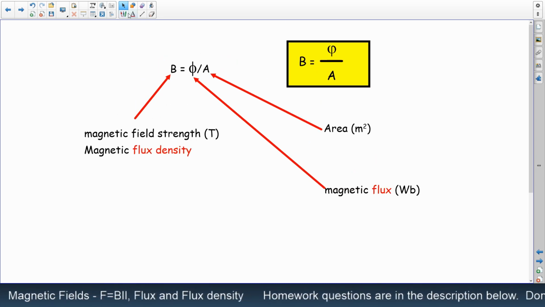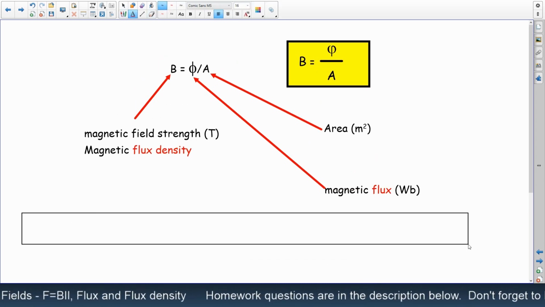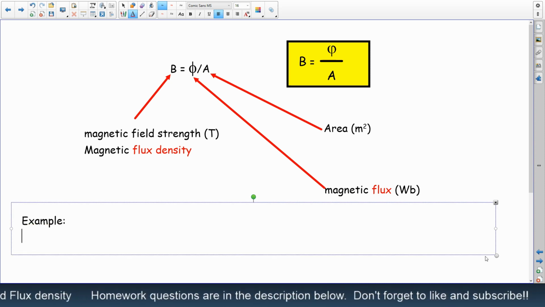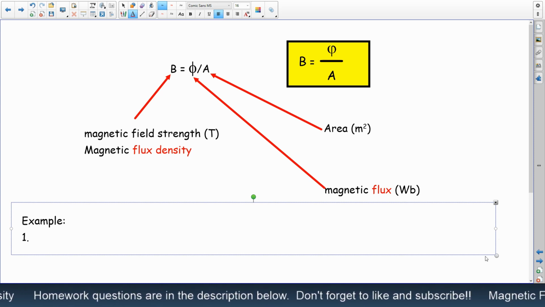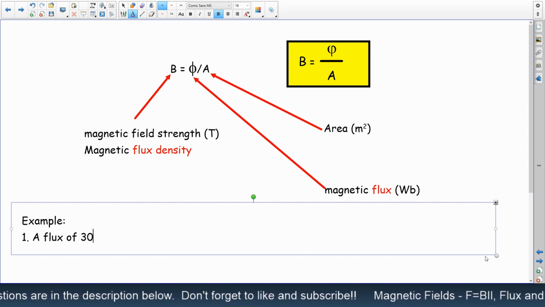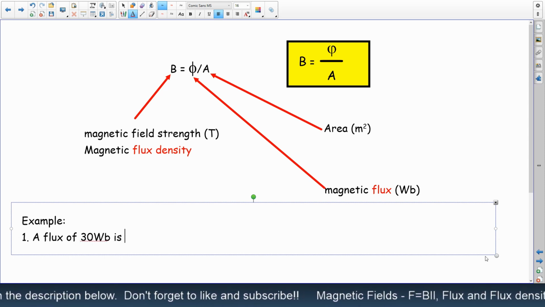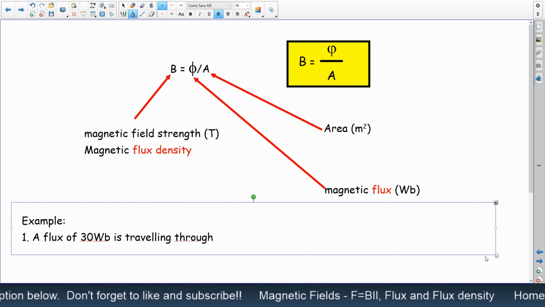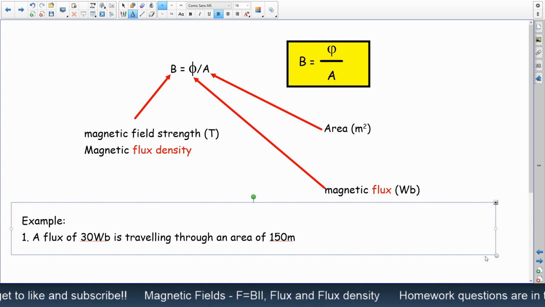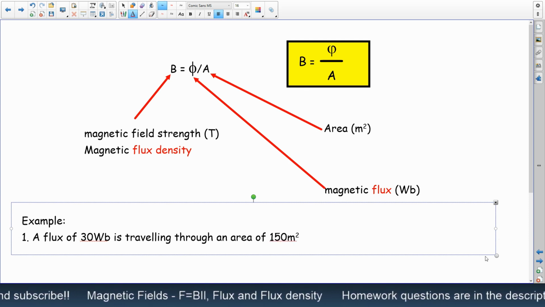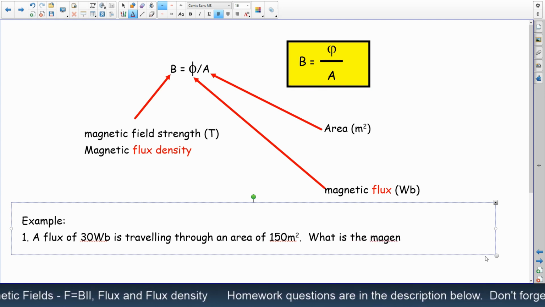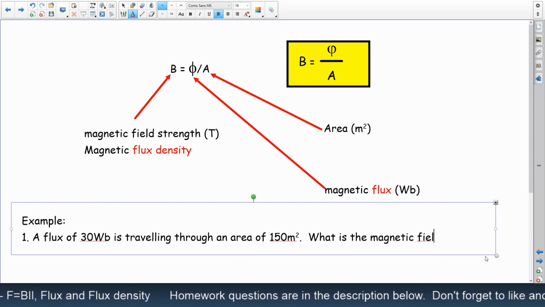So let's try a little example question. It is generally just a question of popping some numbers into a formula. A flux of 30 Webers is traveling through an area of 150 meters squared. That's 30 Webers, quite a lot of flux. What is the magnetic field strength?